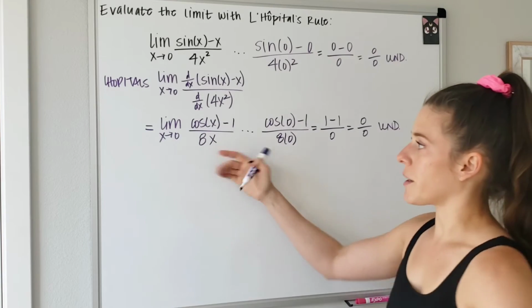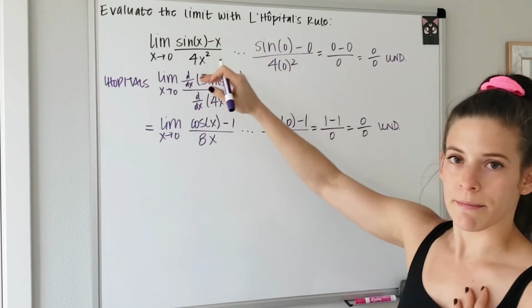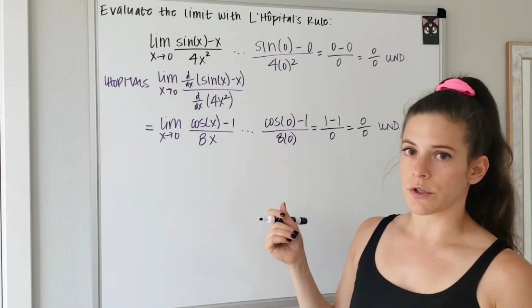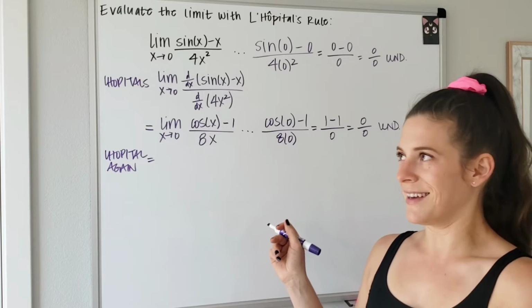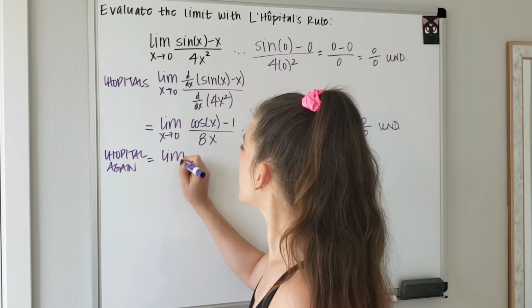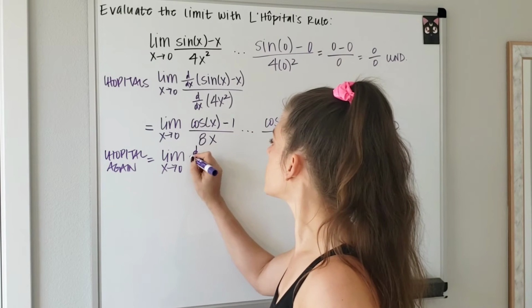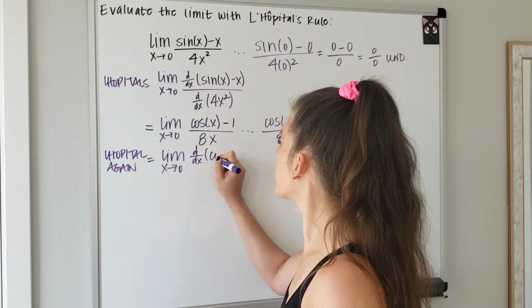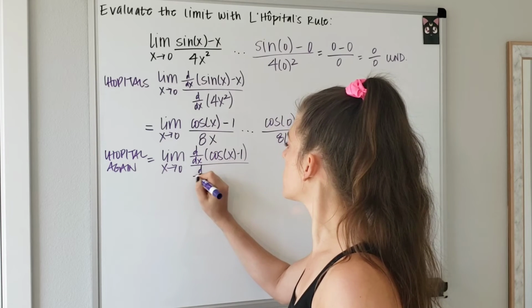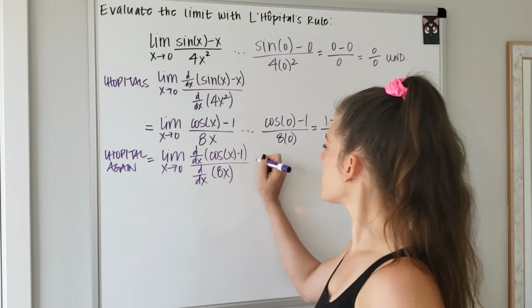If this was our starting problem, not up here, if we were just starting with this, we'd have the same thing. We would say, well, let's use L'Hopital's rule to solve. Limit as x approaches 0. Then we're just doing the derivative of the numerator with respect to x over the derivative of the denominator with respect to x.